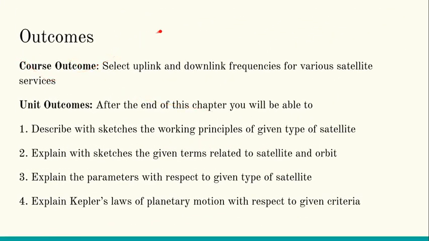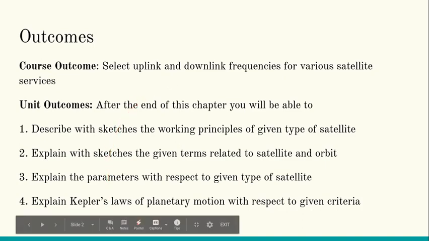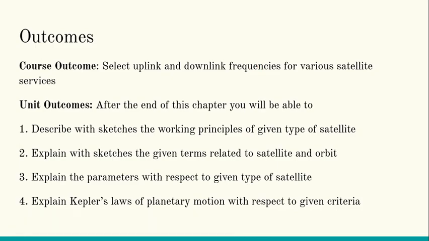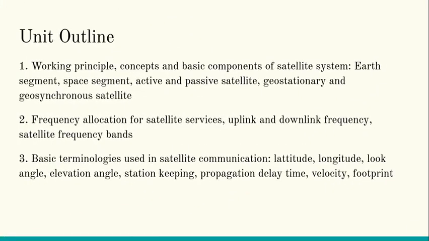So let's see the outcomes. This particular unit, the 4th unit, satisfies this particular outcome, which is select the uplink and downlink frequencies for various satellite services, and these are the 4 unit outcomes that this unit satisfies, and I'm sure you are all aware of these unit outcomes. This is the unit outline. There are a total of 5 points that we are supposed to learn in this particular unit.